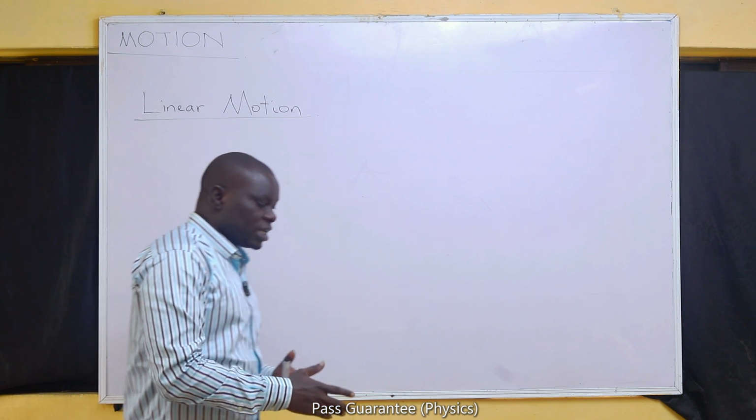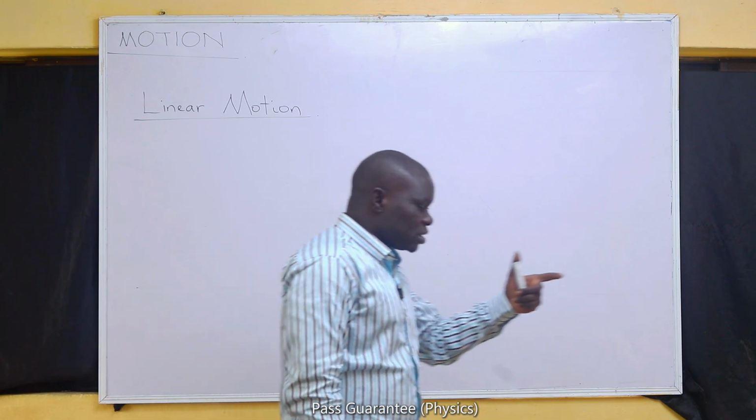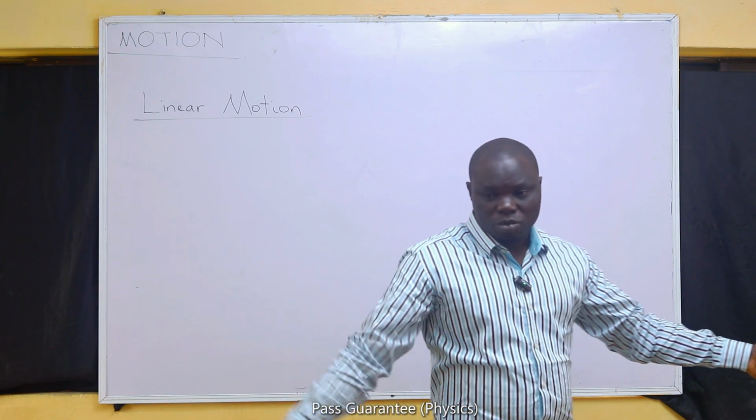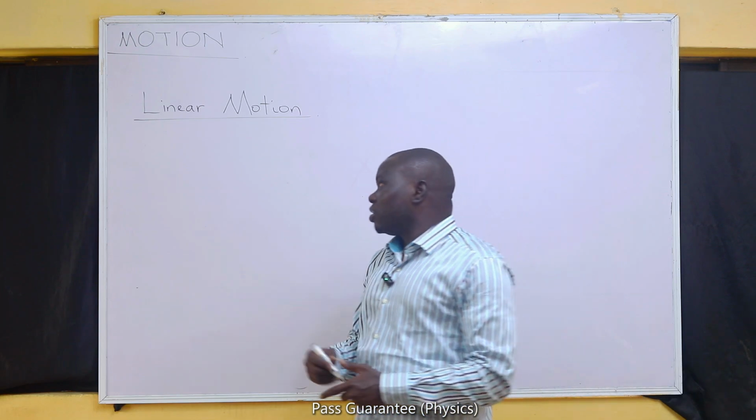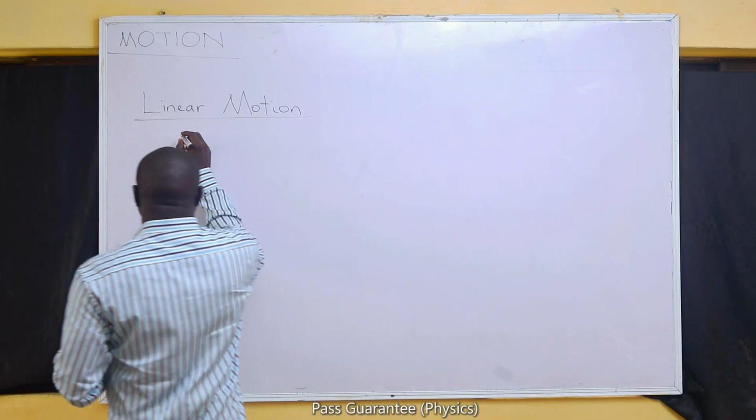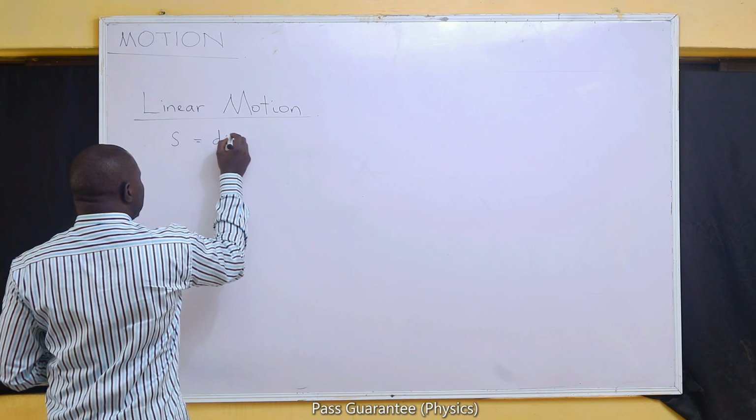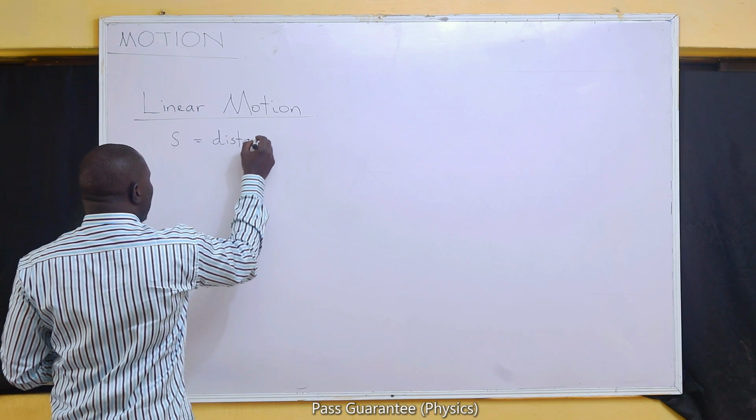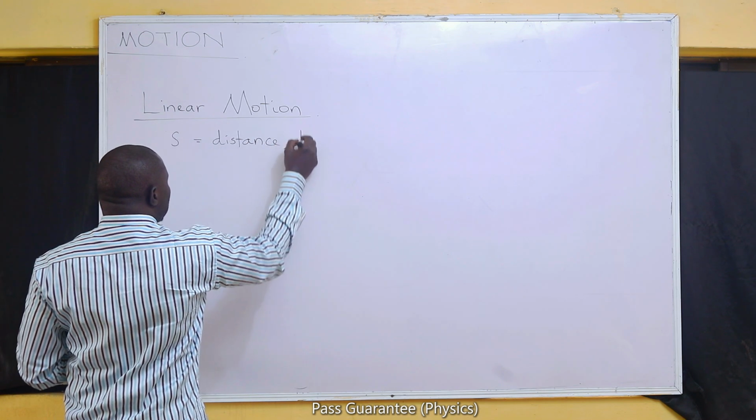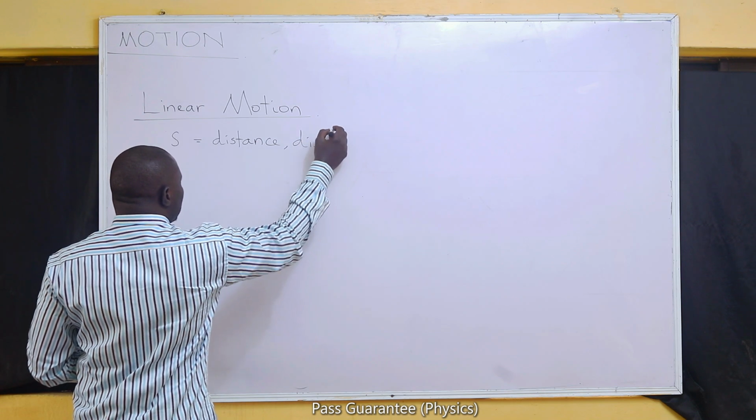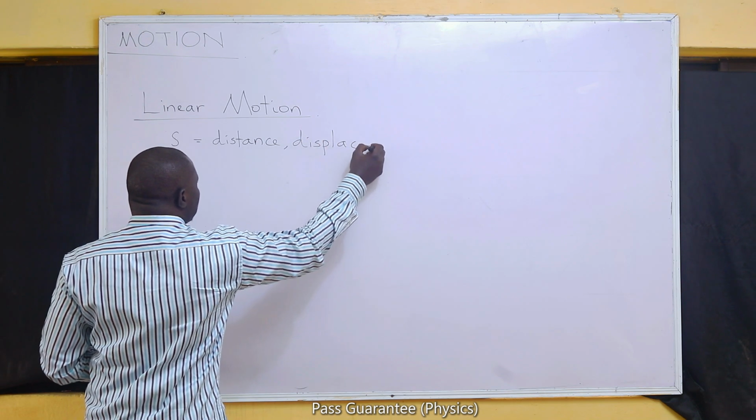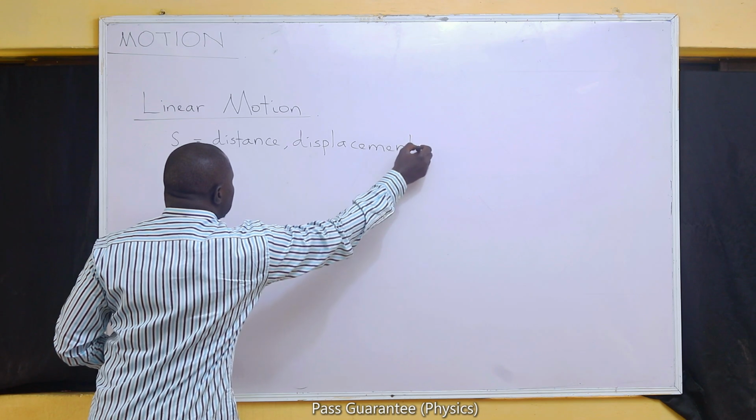If I move on a straight line, I must have left a particular point to settle at another point. So there must be a distance between the two of them. That distance is usually represented as S in physics. It is the distance, or it is more commonly referred to as displacement, either of the two. Distance and displacement can be used interchangeably under this aspect.